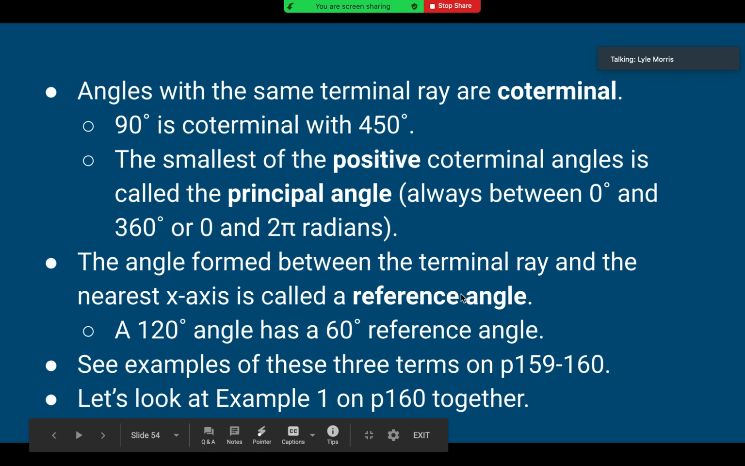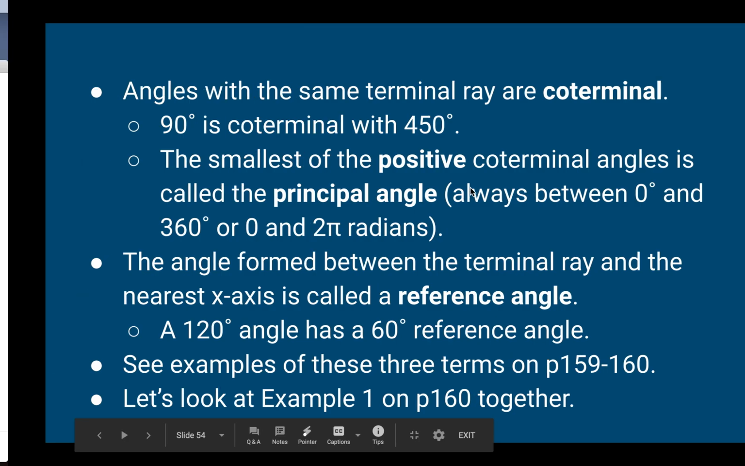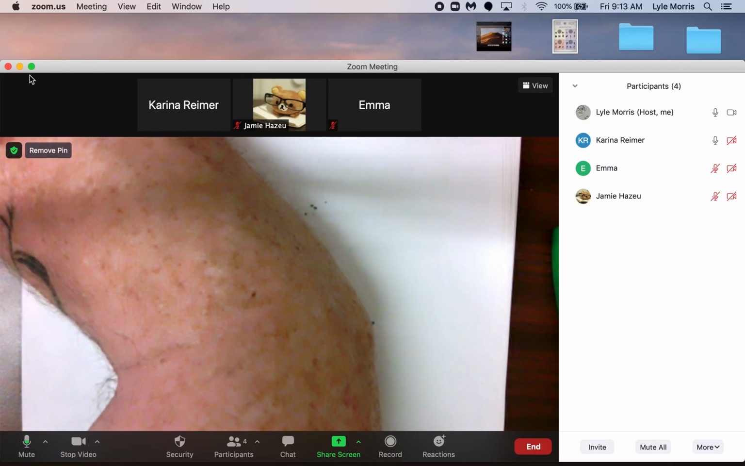All right, so reference angle, we talked about that a little bit on the first slide, but let's look at the examples in the textbook.